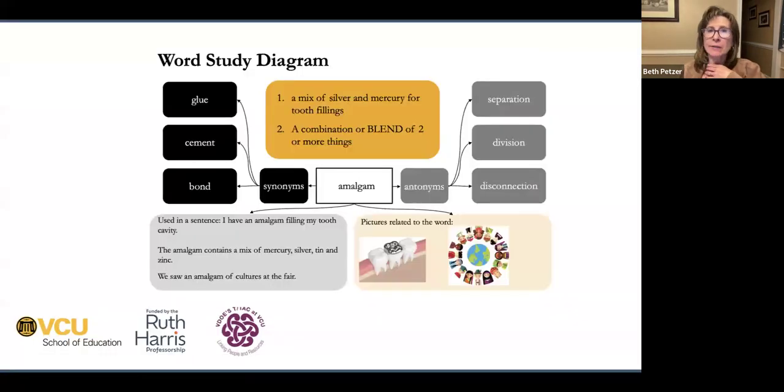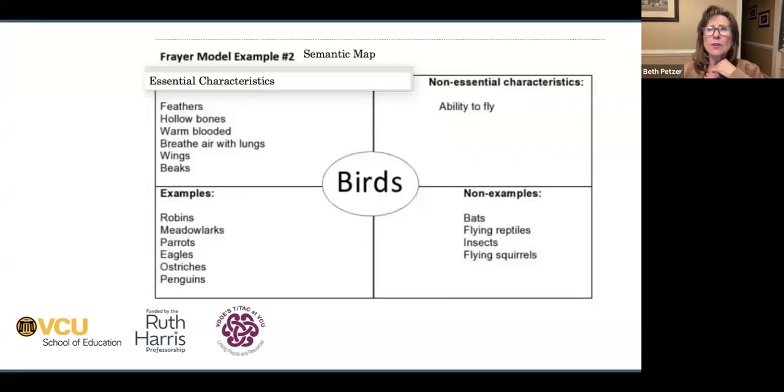And also on day 2 of having learned amalgam, you could create a word study diagram with the whole class. They could be doing this together. You're going to list out your synonyms, list out antonyms, there's the relationships, and then have them generate more sentences and some more visuals. Making connections is going to, again, make words more sticky. That's what we want.